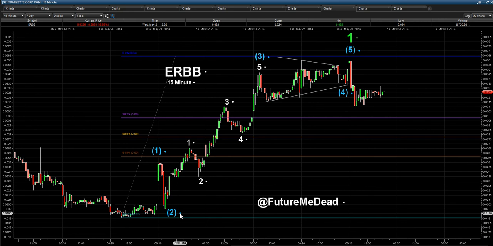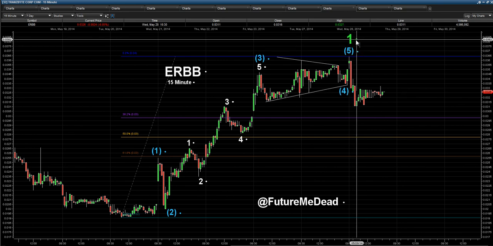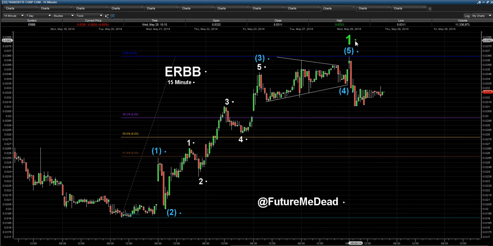Wave 3 tends to be the largest of the motive waves between waves 1, 3, and 5. And you can see time and time again, wave 3 subdivided into its own 5-wave structure, its own impulse wave. Very clear and concise. From there, we moved sideways for 2 days in a triangle, followed by a short thrust to new highs to complete wave 5, which in turn completes a larger degree wave 1.